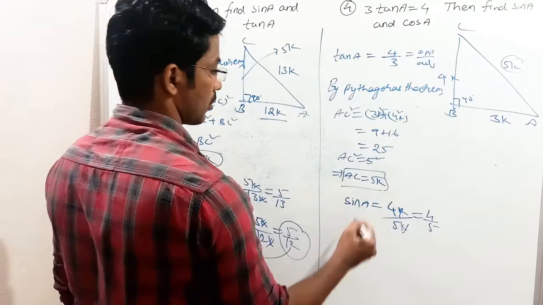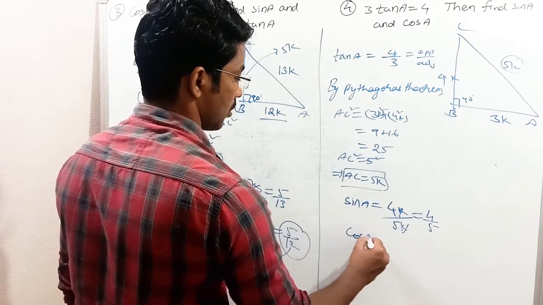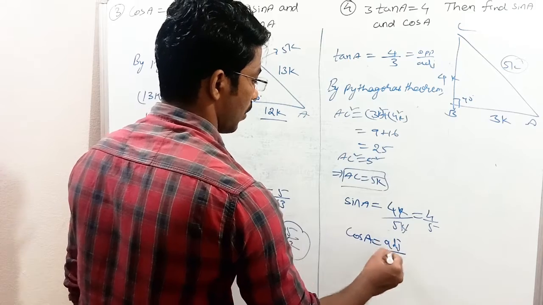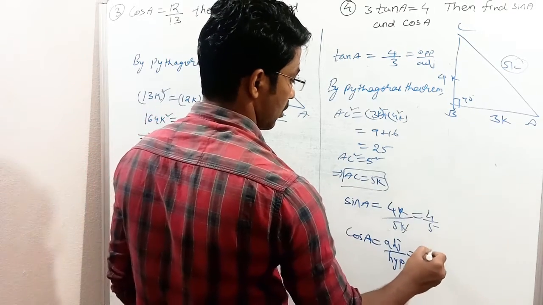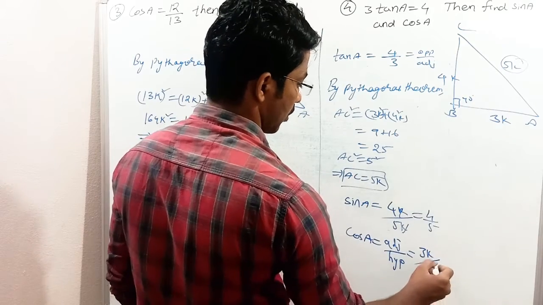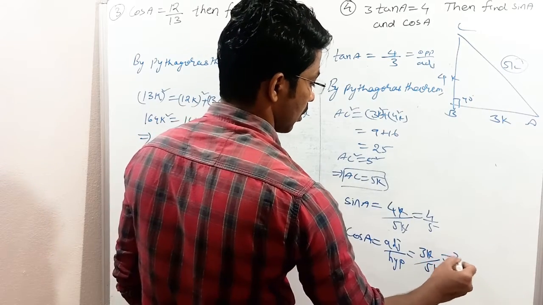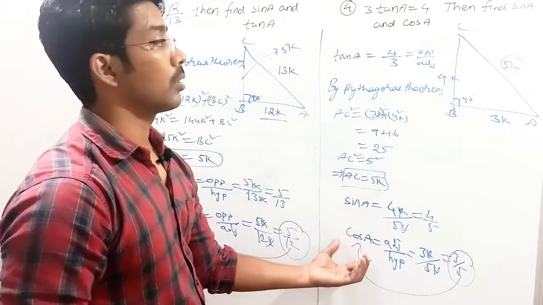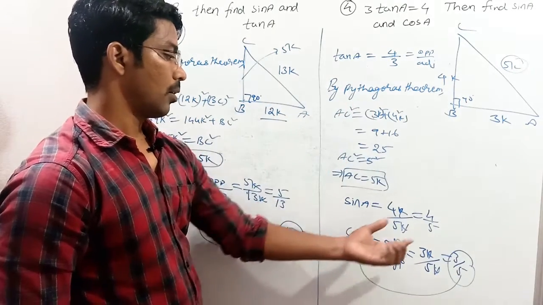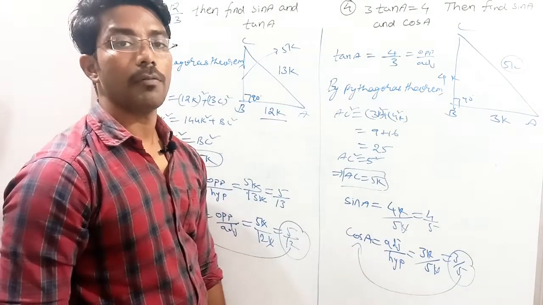Now similarly cos A is adjacent by hypotenuse. What is adjacent of A? 3k. And what is hypotenuse? 5k. So k and k get cancelled and we get 3 by 5 as the trigonometric ratio of cos A. So the values of sin A and cos A are 4 by 5 and 3 by 5.